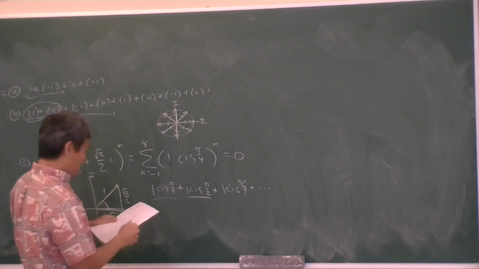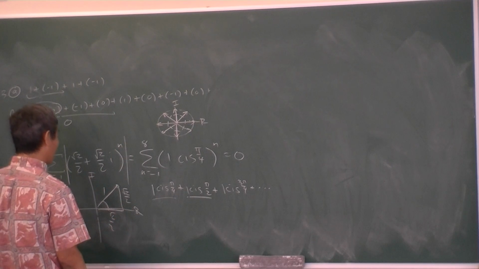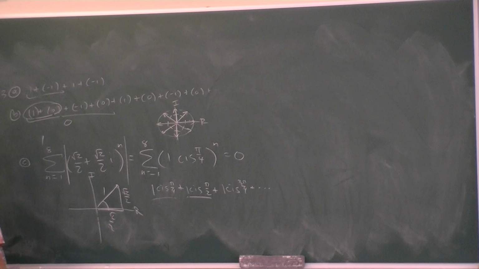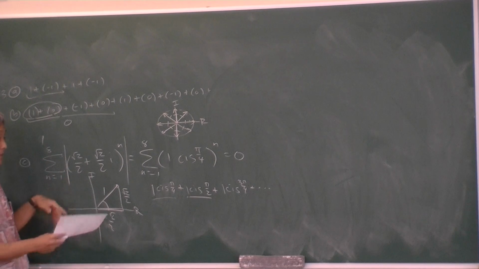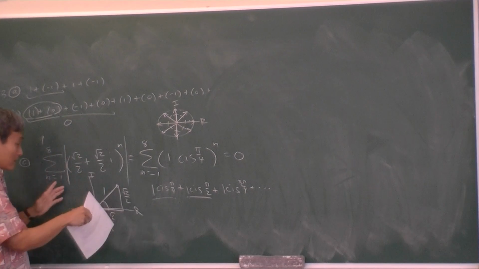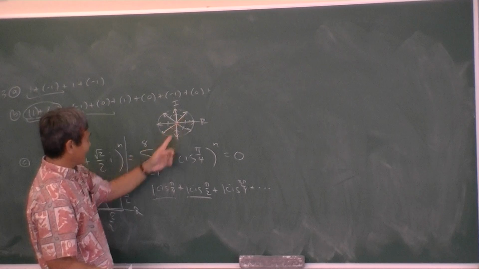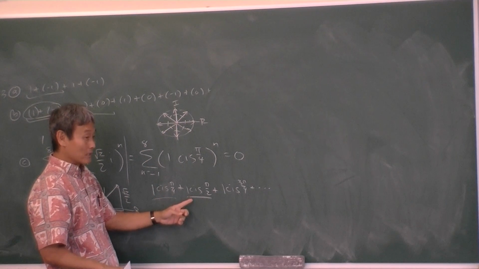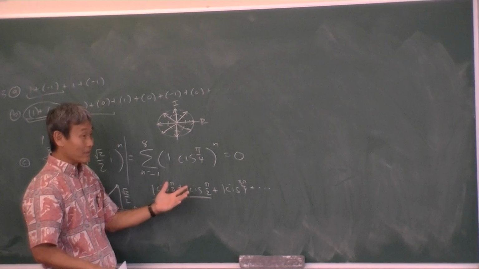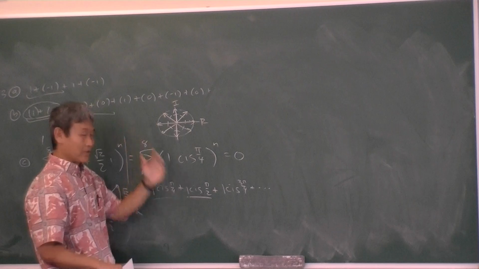Okay, now in problem D, Mr. Park, it's the same problem, but it's got these bars on it. What does that mean? No, that means the length, because remember a complex number is a vector. So when you have a vector with the bars around it, that means you find the length of it. Well, what's the length of this first vector? 1. What's the length of the second one? 1. What's the length of the third one? They're all 1. So what happens when you add 1 plus 1 plus 1 plus 1 8 times? You get 8.